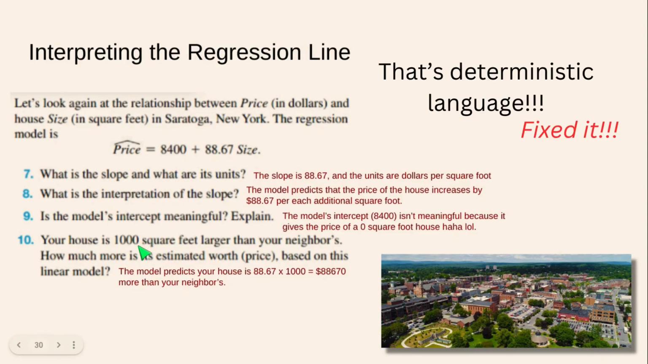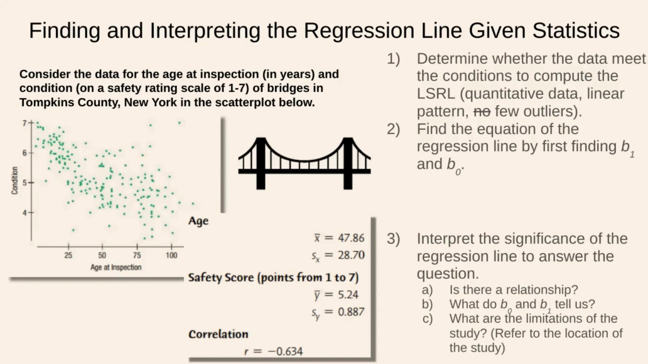We predict, of course. Now here's a problem similar in style to something you'd see in the homework, and similar in style to perhaps a free response question. So let's give this one a go. We're going to consider the data for the age at inspection in years and condition on a safety rating scale of 1 to 7 of bridges in Tompkins County, New York. We're just spending a lot of time in upstate New York in the scatter plot below.